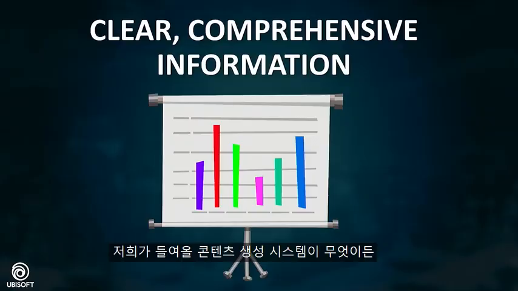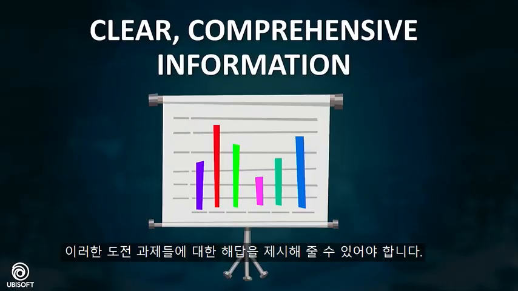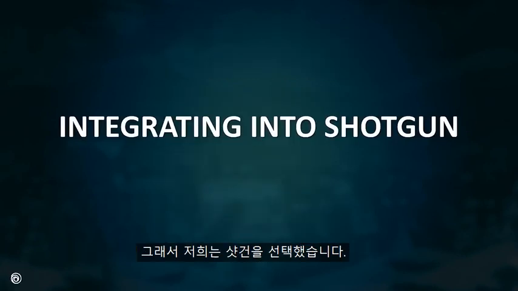So those are the challenges that we wanted to try to answer with whatever content creation systems we brought in for our pipeline. So we chose Shotgun, and this is how we integrated with Shotgun. We chose Shotgun for a number of different reasons, and these are some of the key features that we wanted to use.